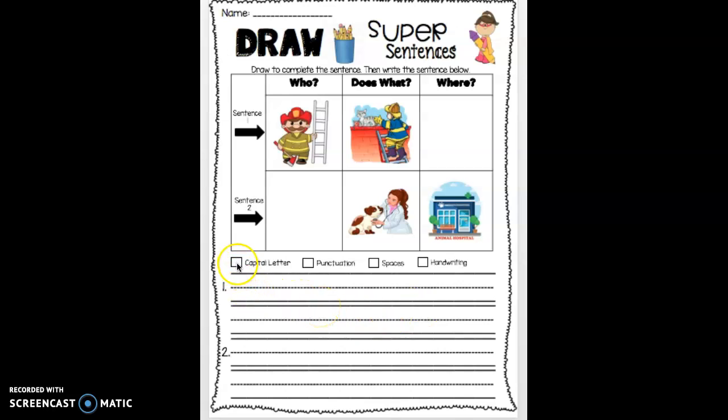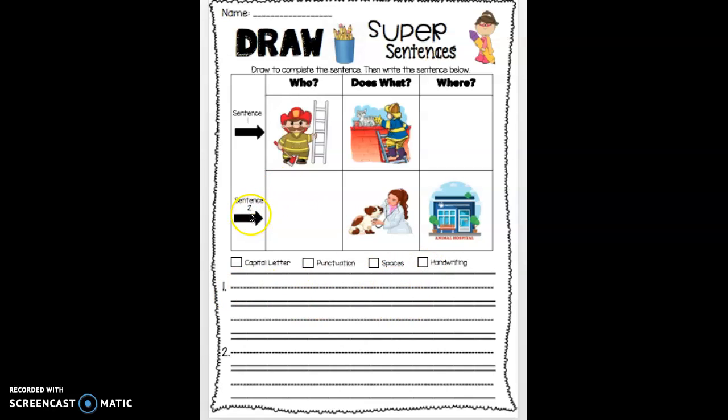Remember, you have to be able to check that you have a capital letter at the beginning of your sentence. No other letter should be capitalized. Punctuation, you should have a period, a question mark, or an exclamation point at the end of your sentence. Spaces between words, and your handwriting, you should be writing neatly on these lines.